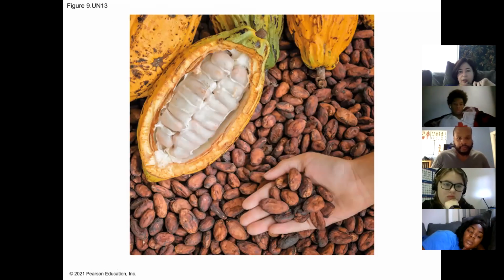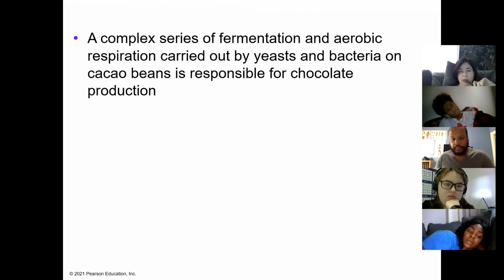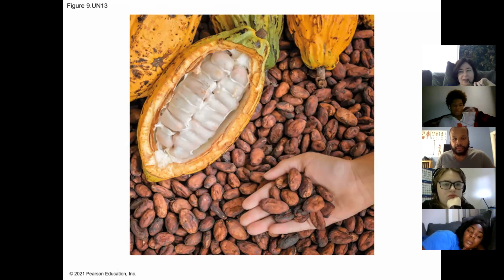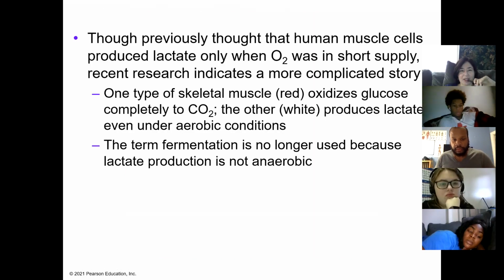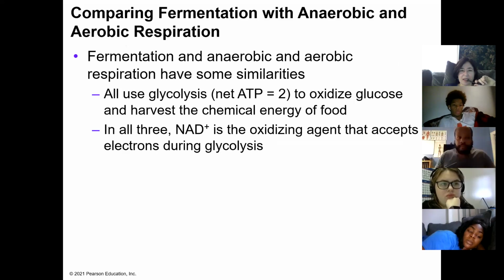And by the way, fermentation is a crucial process in making chocolate, believe it or not. It doesn't have alcohol, but it is a side product of fermentation. Okay, and this is about the muscles, and this is about fermentation.